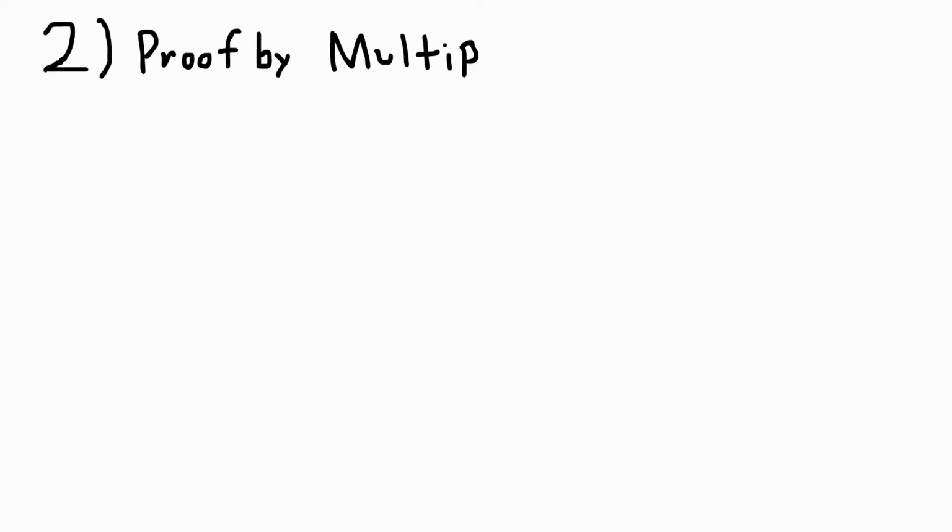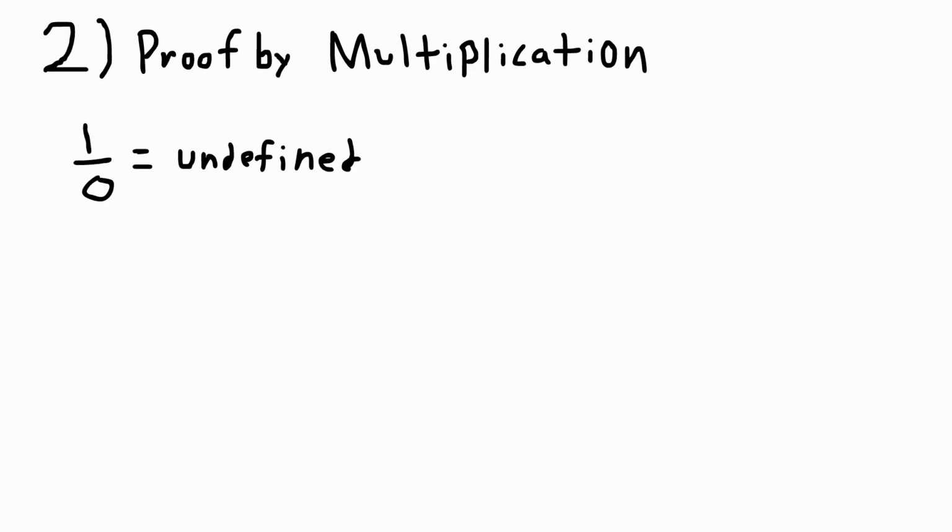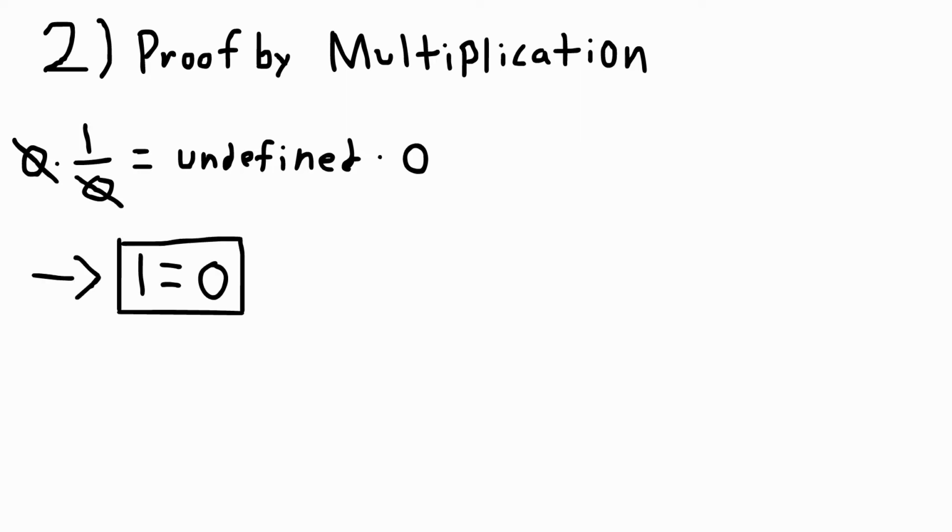Proof by multiplication. 1 over 0 is equal to undefined. If you multiply both sides by 0, you get 1 is equal to 0 times undefined. Therefore, 1 is equal to 0.